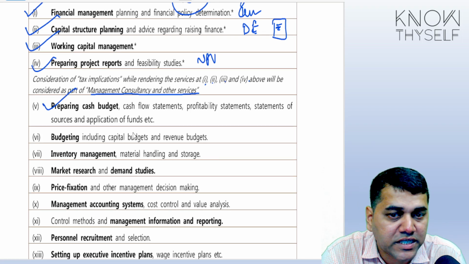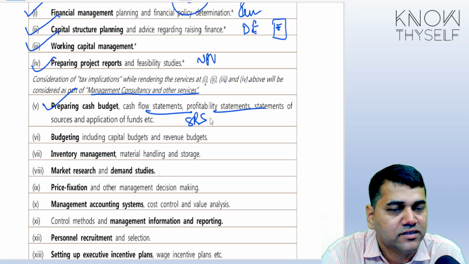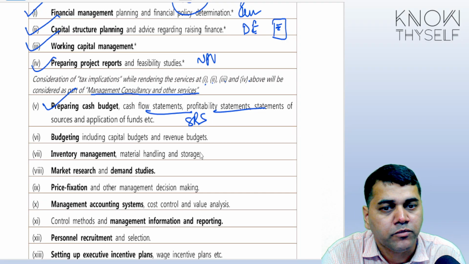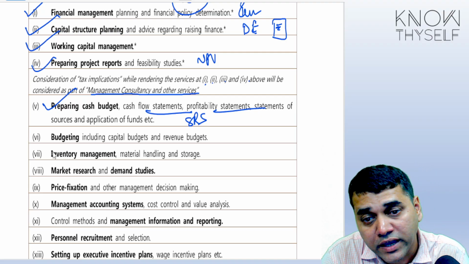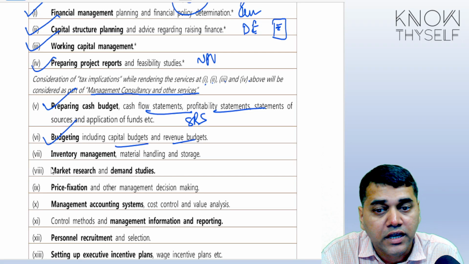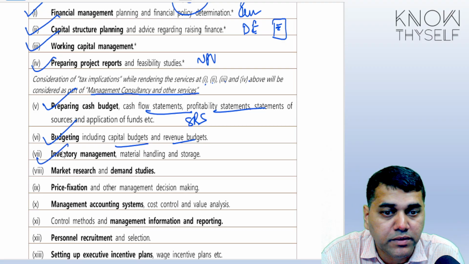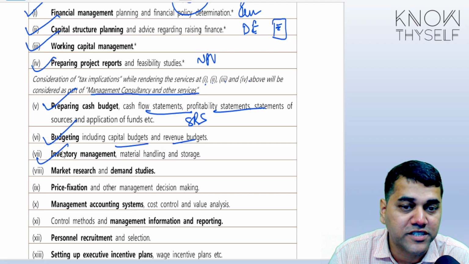Preparing of the cash budgets, cash flow statement, profitability statements, like SRS. This is also you can practice. You can prepare the cash flow statement, balance sheet, P&L, fund flow statement. You can help them to prepare the budgets, capital budgets and revenue budgets. You can help them to do inventory management, material handling, storage. Means you can help them to set up that system.